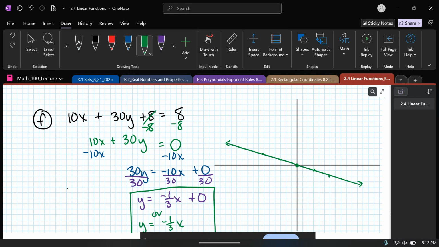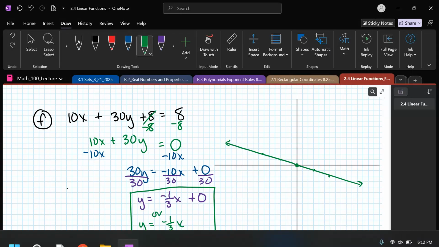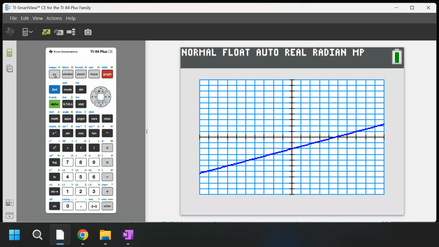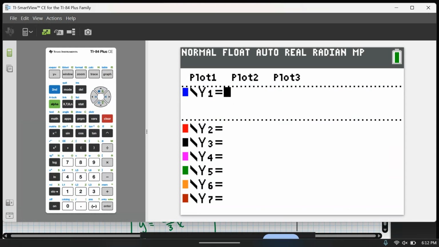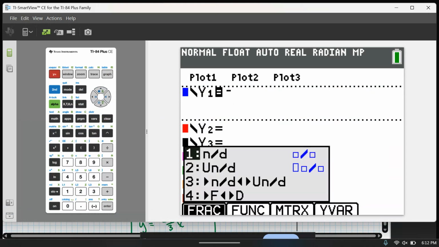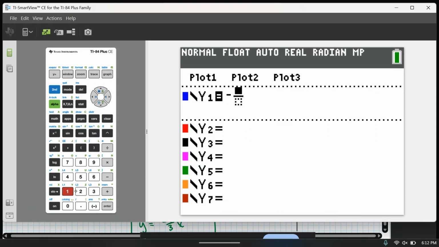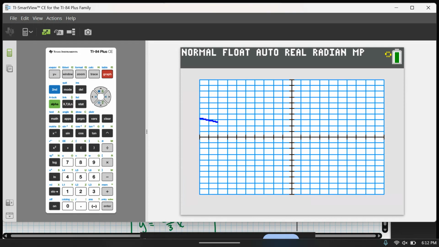Again, domain and range, all real numbers. Let's graph it with the calculator just to show that we can. I'm going to put the negative in front and then do my fraction button just to change it up, to show you it's the same thing. There it is, crossing the origin at 0, 0 with that negative 1/3 slope.